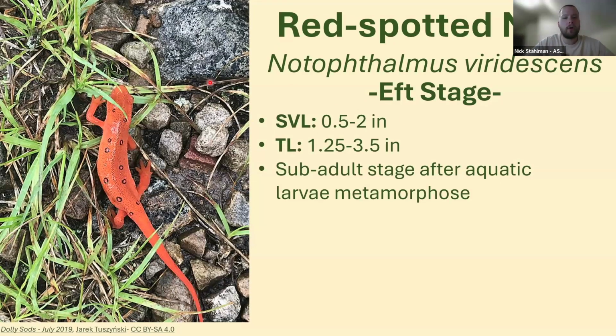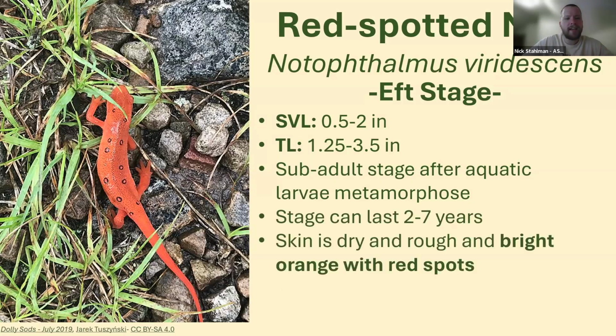And this subadult has lungs, and it doesn't have scales. It's not a lizard, but it's very rough, dry skin and bright, bright orange with these red spots. This stage can last for like 2 to 7 years. They just kind of wander off into the world. They're very terrestrial. They've got those nice breathing lungs. They can go explore everywhere.